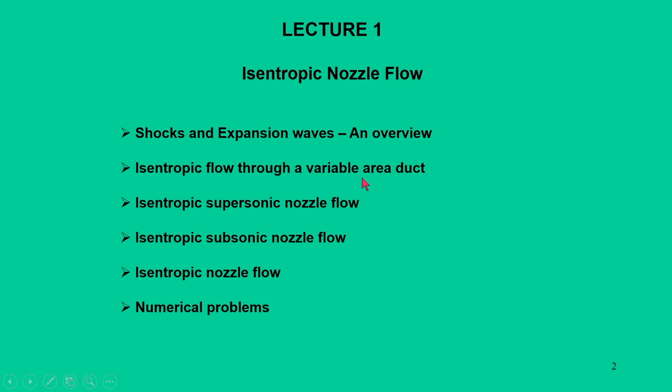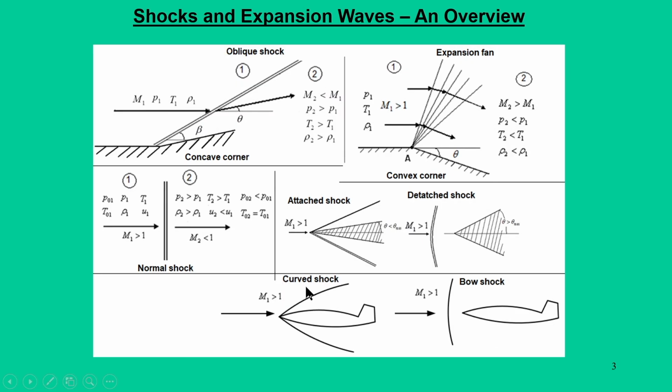Subsequently, we will see how this variable area duct can be useful for generating supersonic nozzle flow or subsonic nozzle flow, and for all these supersonic and subsonic nozzle flows, the first benchmark that we are going to discuss is isentropic flow in the nozzle. So, this is the complete overall picture for these lectures, and towards the end of the lecture we will try to solve some numerical problems.